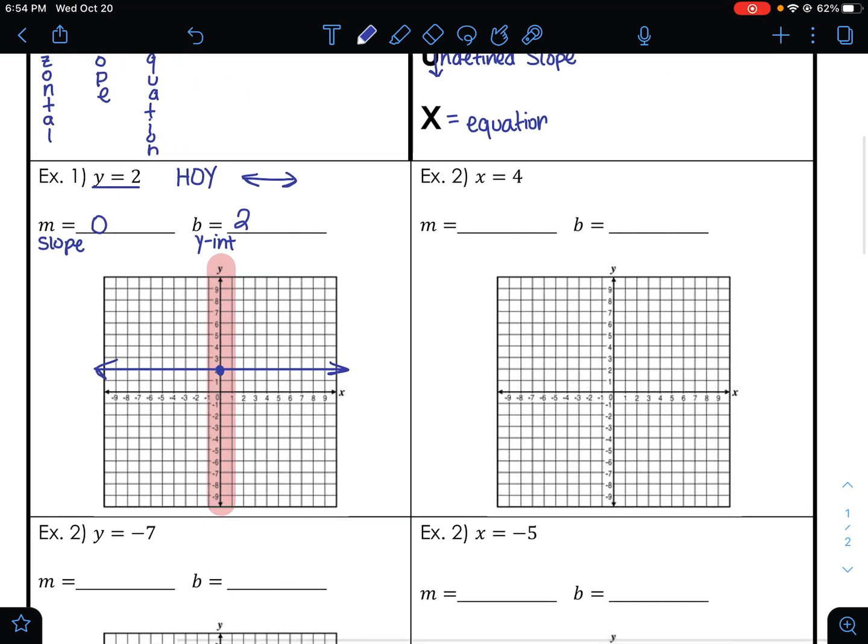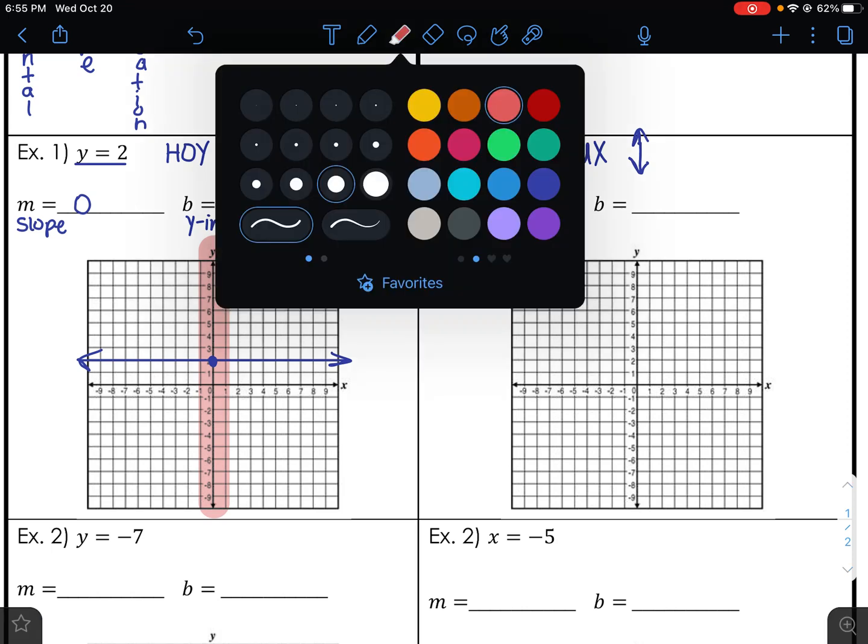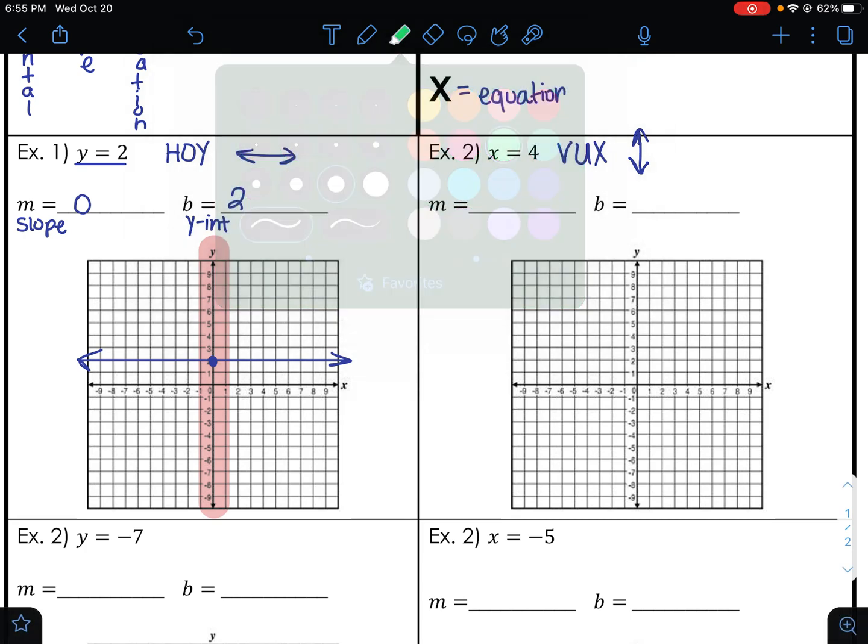Okay, moving on to example 2. X equals 4. Okay, I see that it's an X equals and not a Y equals. So it is a VUX problem. Okay, which tells me I am going to have a vertical line. And it has to go through the X-axis at 4.